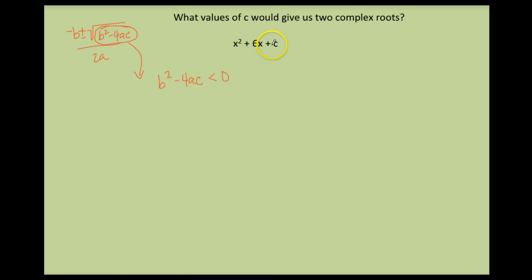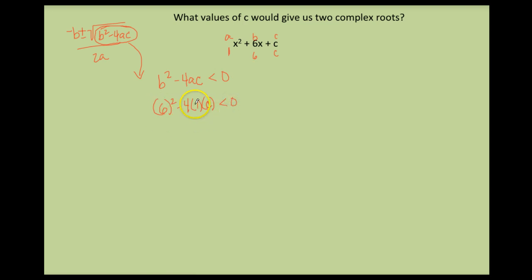We don't know what C is, and that's going to be okay, because we do know that A is 1, and we know that B is 6. We just don't know what C is. C is C for right now. So let's put those values in. So B squared, so B was 6, minus 4 times our A was 1 again, and our C is just C.